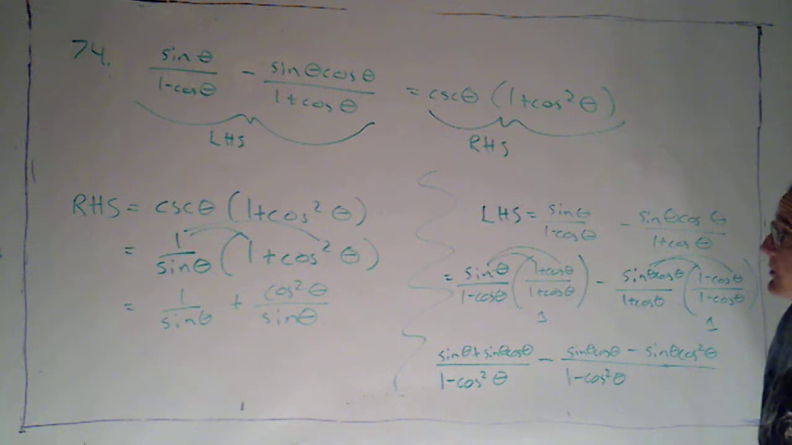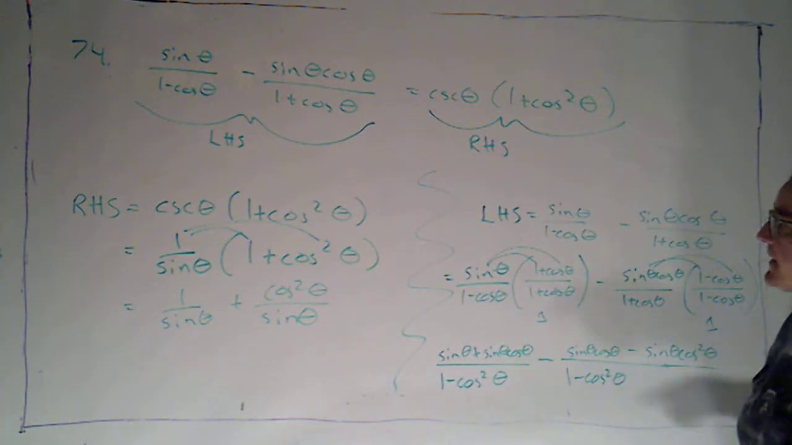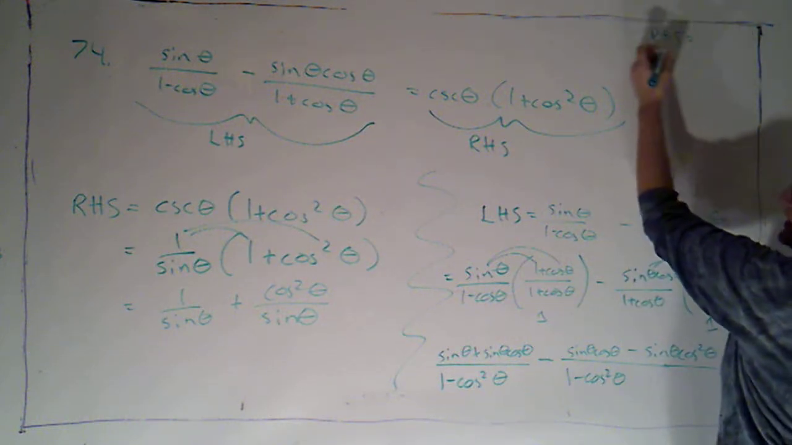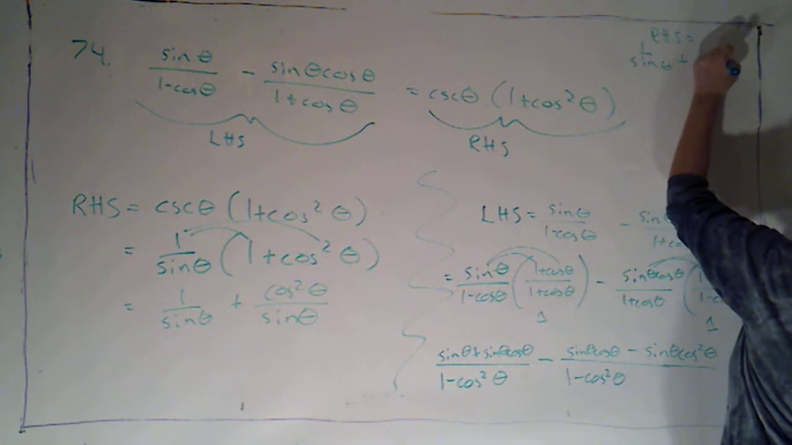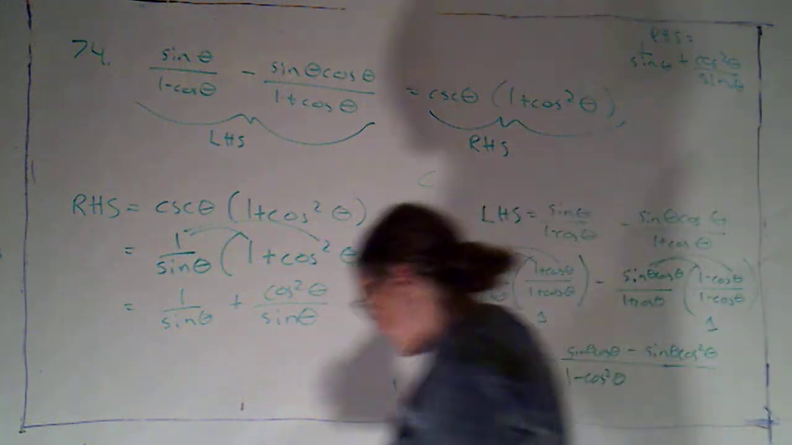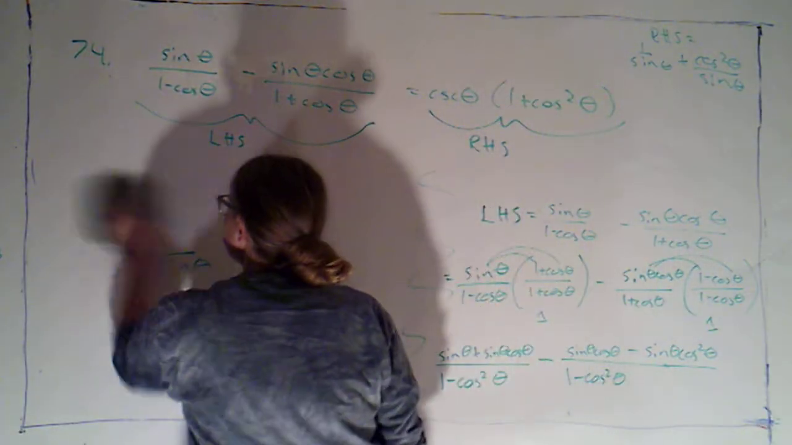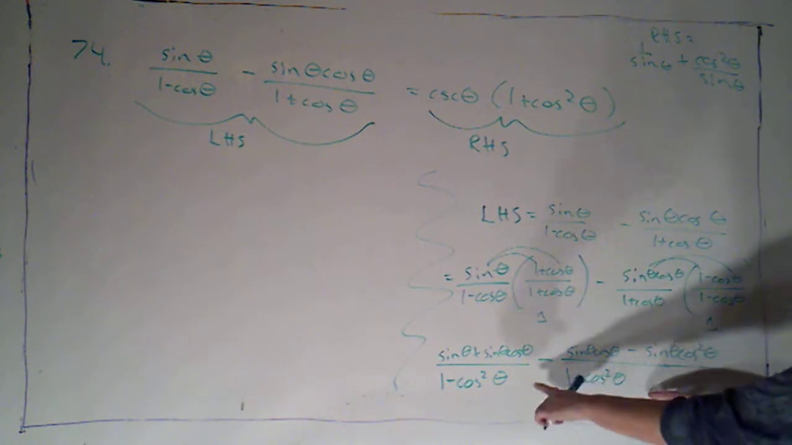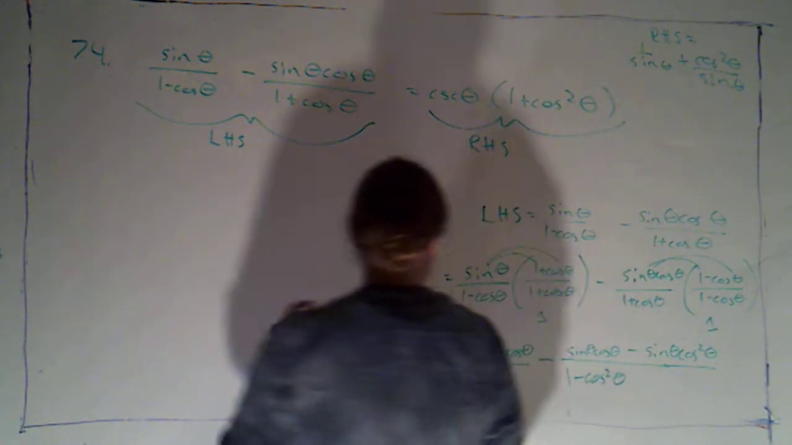Now, I'm running out of space here, so I'm going to need to erase some stuff. So I think what I'm going to do is just up here write down that I had simplified the right-hand side to 1 over sine theta plus cosine squared theta over sine theta. That way I can erase this work and continue simplifying that left-hand side. So I've got a common denominator. I'm going to go ahead and do the subtraction.